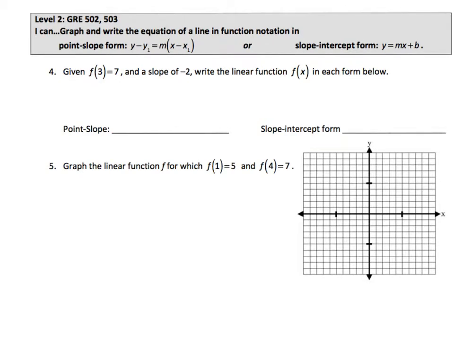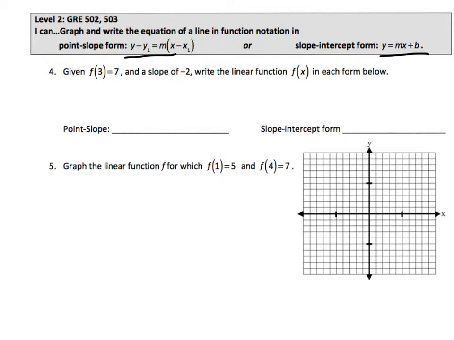Level 2, I can graph and write the equation of a line in function notation or in point slope, so starting from point slope form or in slope intercept form. So in number 4, again, we've got f at 3 equals 7 and a slope of -2. Write the linear function f of x in each form below.